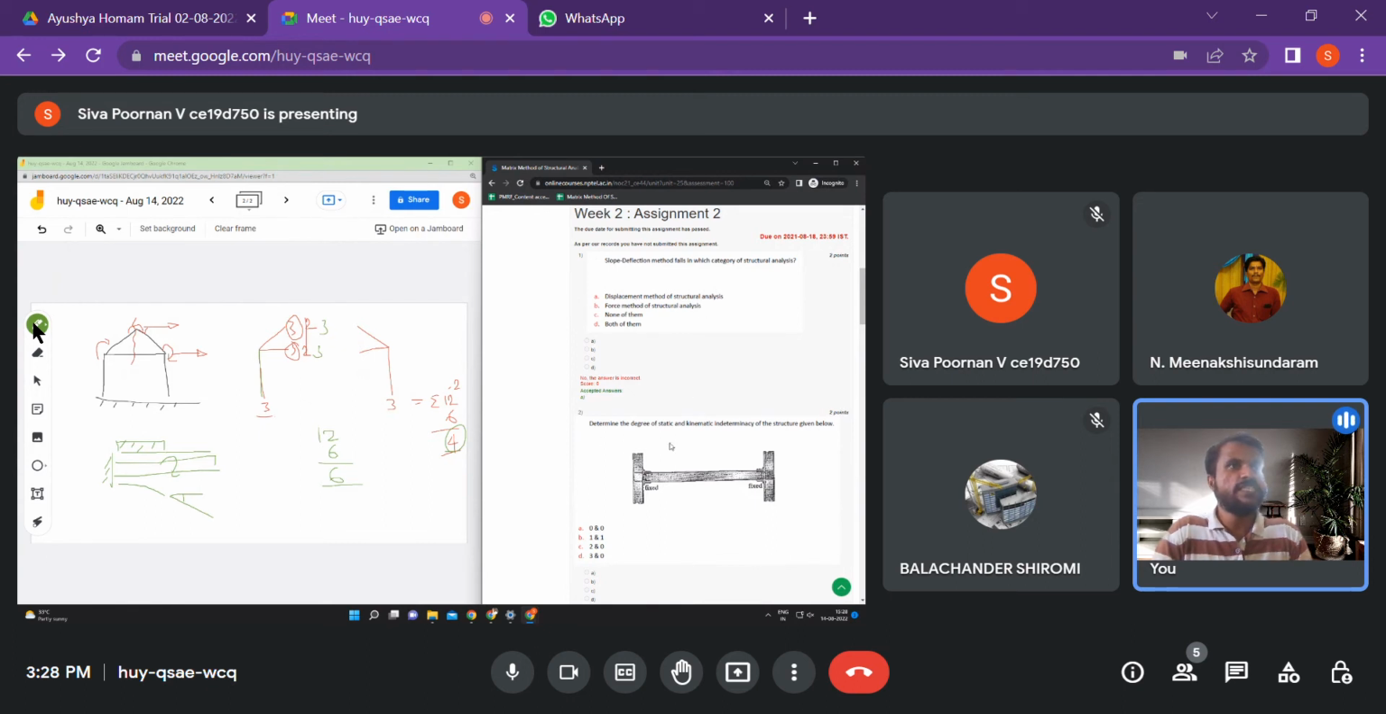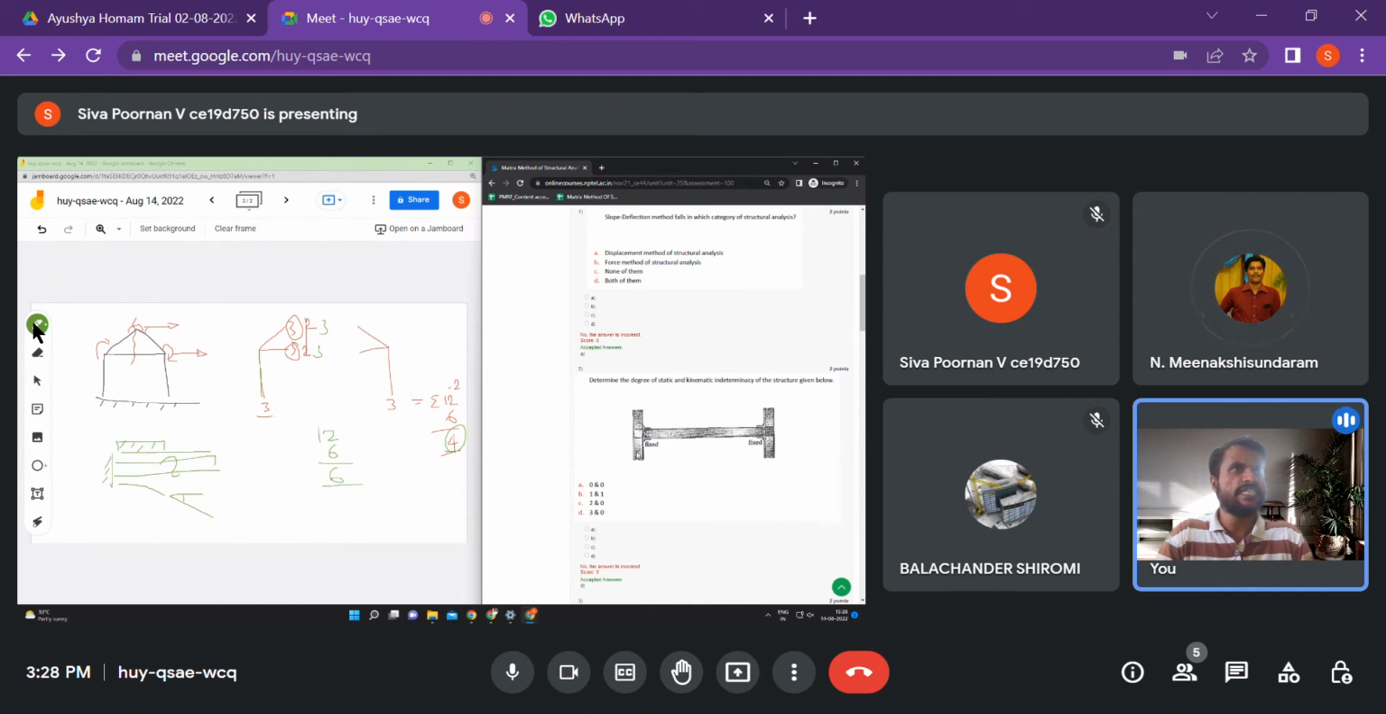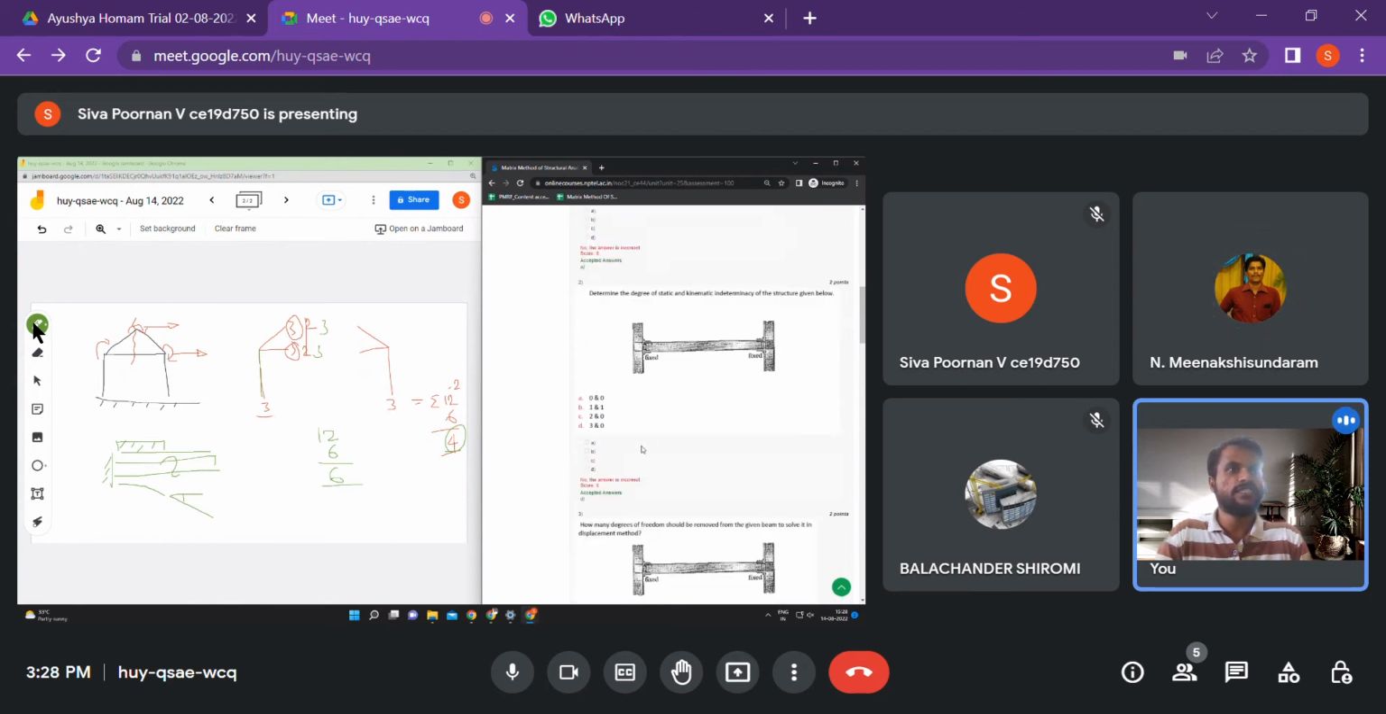Second one is, determine the degree of static and kinematic indeterminacy of the structure shown here. We have discussed this also in the previous lecture. If it was just a cantilever, we'll have three. The other fixed unknown will just give three more unknowns. Therefore, three will be the static indeterminacy. But kinematic indeterminacy is zero. So the option is D.